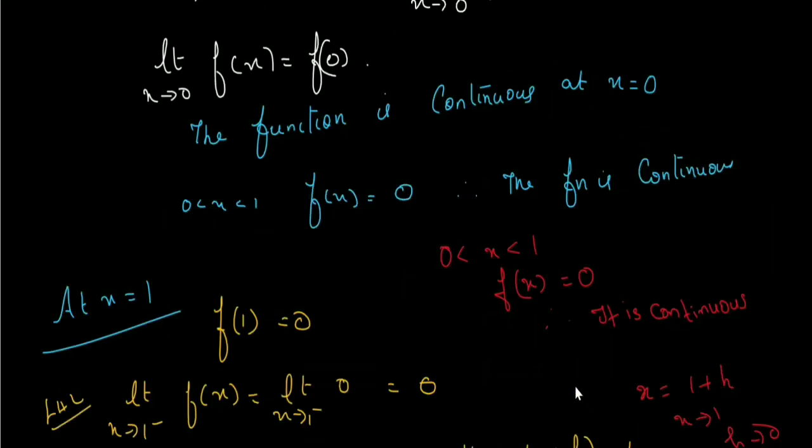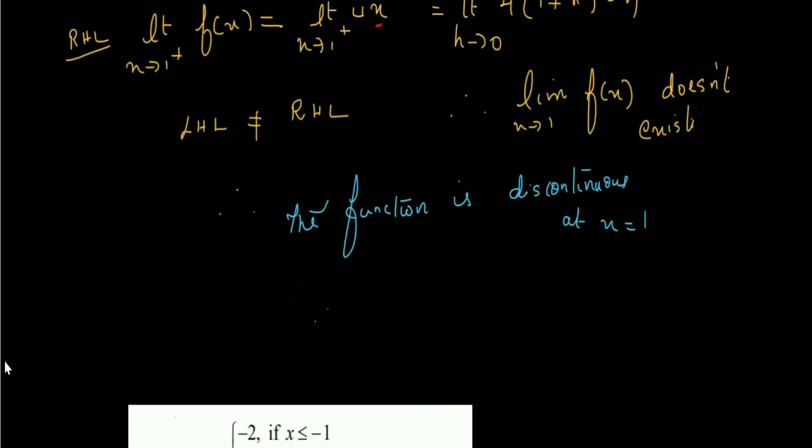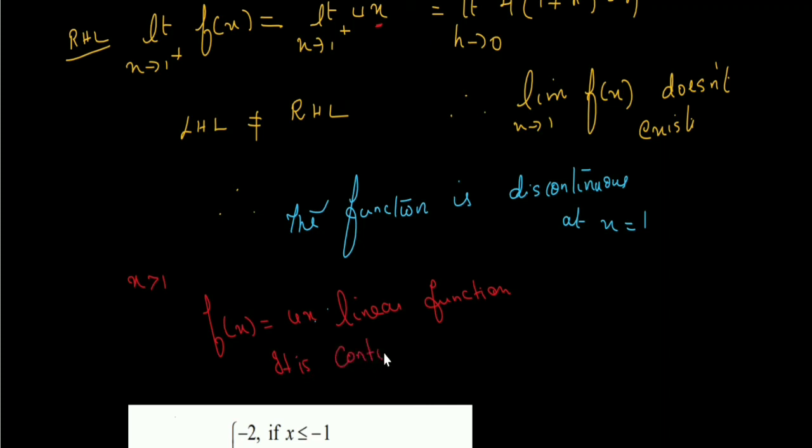What about greater than 1? So f of x is the last one. If x is greater than 1, f of x is 4x. So it is a linear function. When it is a linear function, it is continuous. So where is the function discontinuous? Therefore the function is discontinuous only at x is equal to 1.